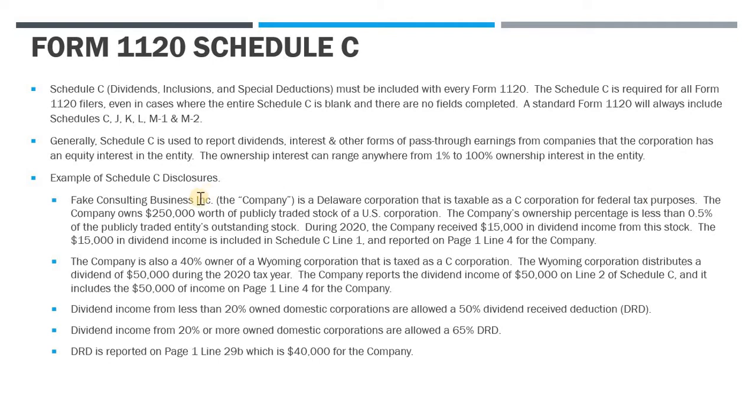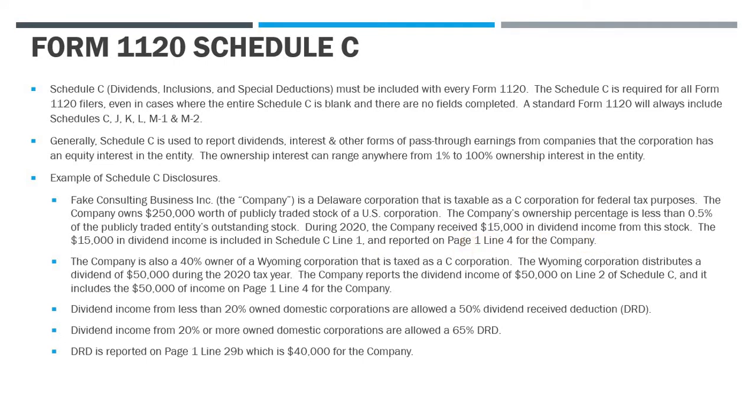Now, the company owns $250,000 worth of publicly traded stock of a U.S. corporation, and the company's ownership percentage is less than 0.5%, right? So it's a nominal interest because it's a publicly traded company. It's huge. So it owns $250,000 worth of stock, and during 2020, the company received $15,000 in dividend income from that stock. Okay, we have to include $15K in dividend income on Schedule C, line 1. And it's also included on page 1, line 4 of the company's 1120.